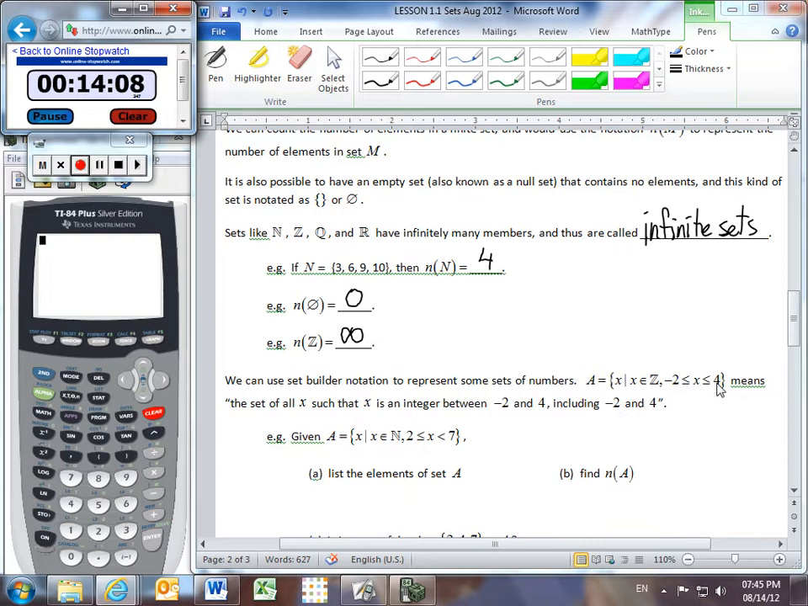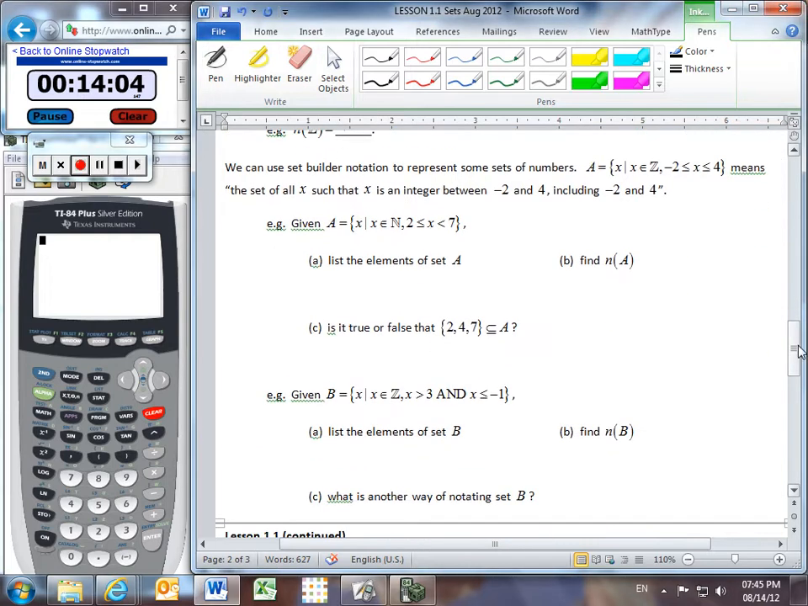Okay? So let's practice this with a couple of examples. Suppose I give you this notation here. What is this saying? Let's read it first. Set A is equal to all numbers x such that x is a natural number and x is in between 2 inclusive and 7 exclusive. 7 is not included because x is not actually equal to 7.